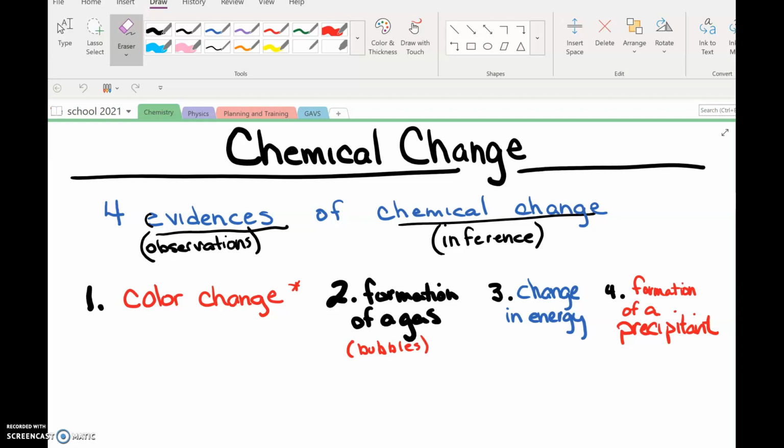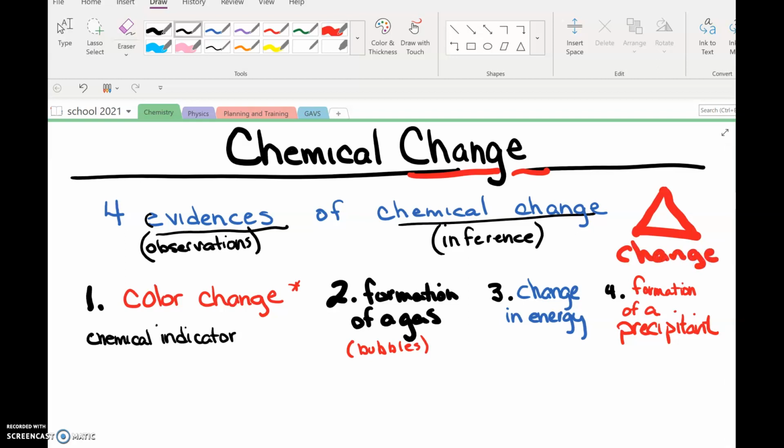So let's get some definitions and some little more detail about each of this. Overall, when we talk about chemical change, we often use a triangle for delta, Greek letter for D, to express that change. That's just shorthand way of expressing it. Of these 4 evidences of chemical change, when we look at color change to tell if it's chemical instead of physical, we often talk about a chemical indicator, and that's a material that changes color in response to certain chemicals.